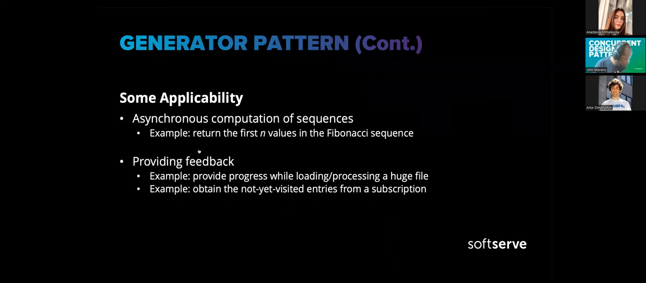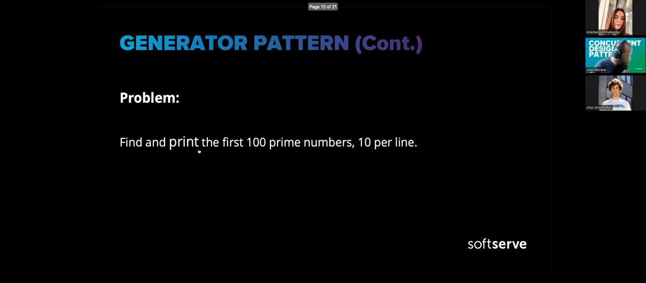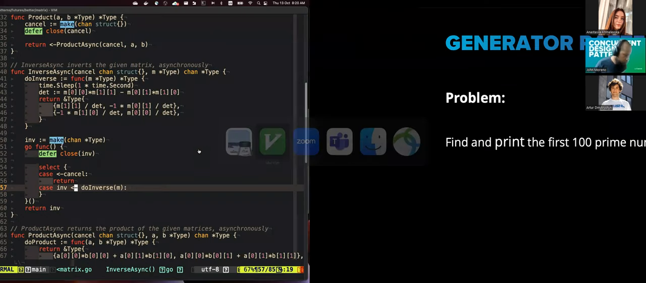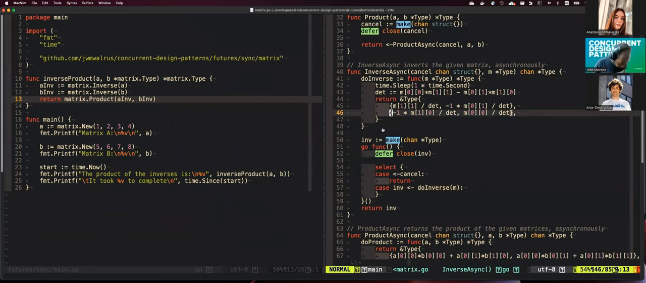Or if you want to obtain the not yet visited entries from a subscription, like you subscribe to some tweets and you get the ones you haven't read yet, this pattern is good for that. So again, I'm going to illustrate the pattern with a problem. In this case, it is find and print the first 100 prime numbers, 10 per line. So let's see first the classical solution.